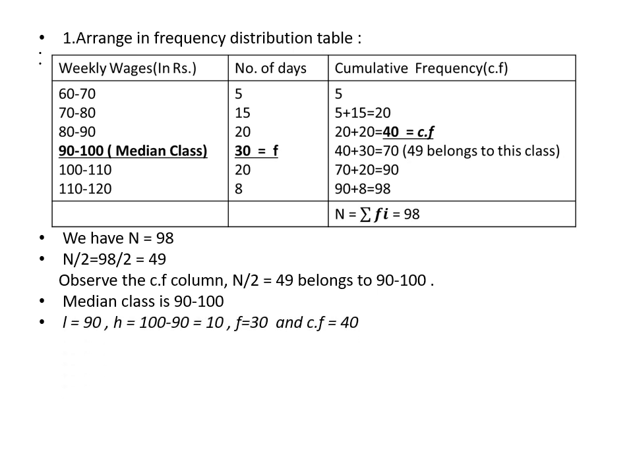So 90 to 100 here is the median class. Now L is the lower limit of the median class, H is the class size, and F is the frequency of the median class, and that equals 30. And CF is the cumulative frequency of the preceding class.